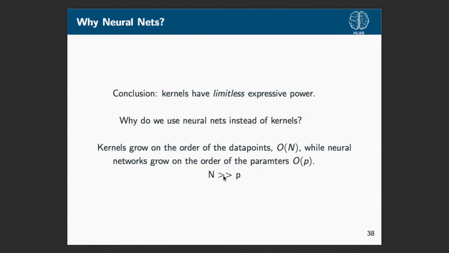But kernels are so expressive. Before neural nets became a thing around 2010, all the research was on kernels. Kernels were considered the holy grail; they could do anything, they had this expressive power, they could represent anything. There was a bunch of research done on kernels. And all of that changed when neural nets started picking up in popularity. The reason is because neural networks don't grow on the order of the number of data points, but kernels do.